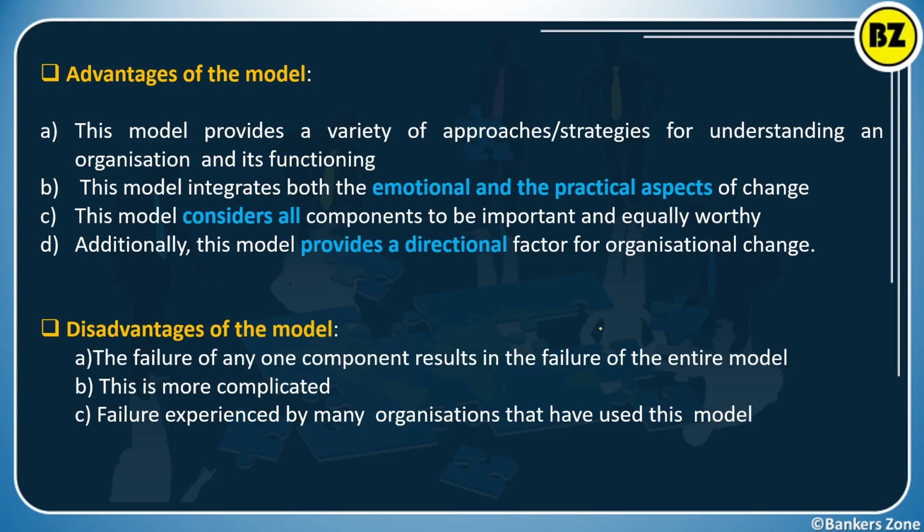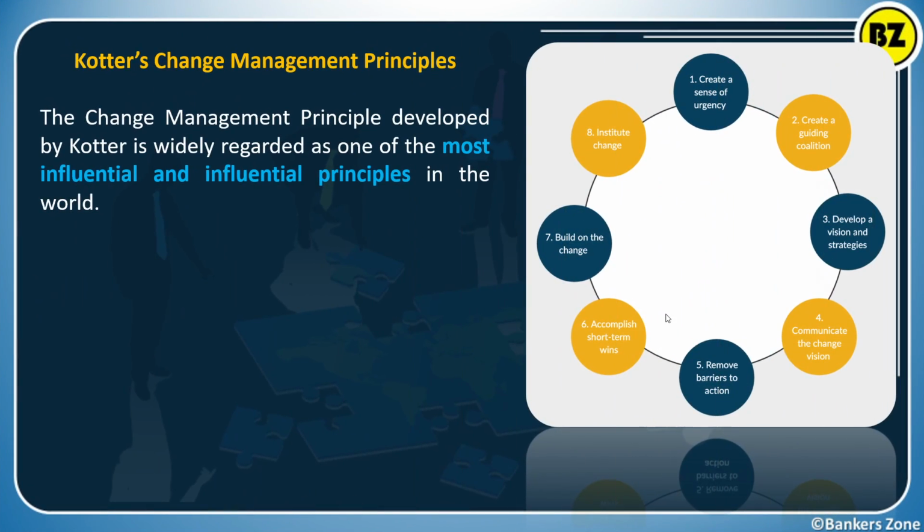Okay, so these are the basic advantages and disadvantages of the 7S McKinsey model, which you don't need to mug up. Okay, just understand. Now, the next model we have to discuss is Kotter's change management principle. Now, see here. So, friends, the change management principle developed by Kotter is widely regarded as one of the most influential principles in the world. Okay, so it is one of the important and most influential. Okay, now see here.